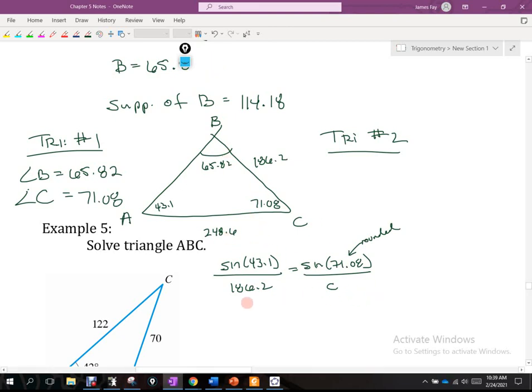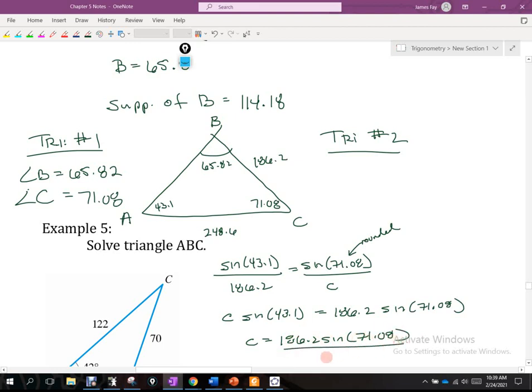But if I cross multiply here, I'll get c sine of 43.1 equals 186.2 sine of 71.08, and c equals 186.2 sine of 71.08 divided by sine of 43.1.